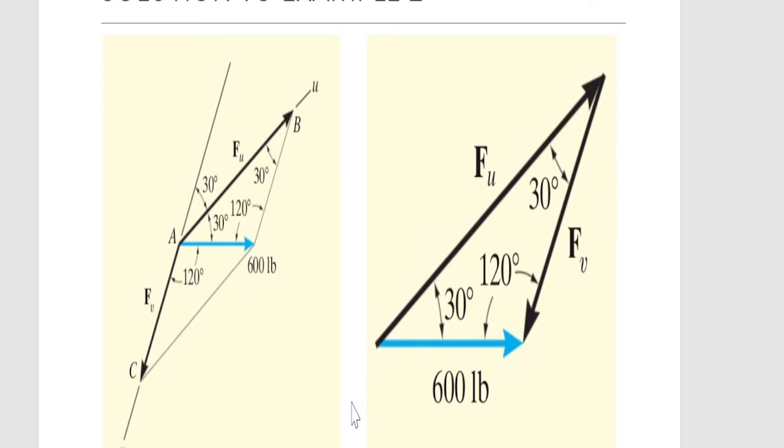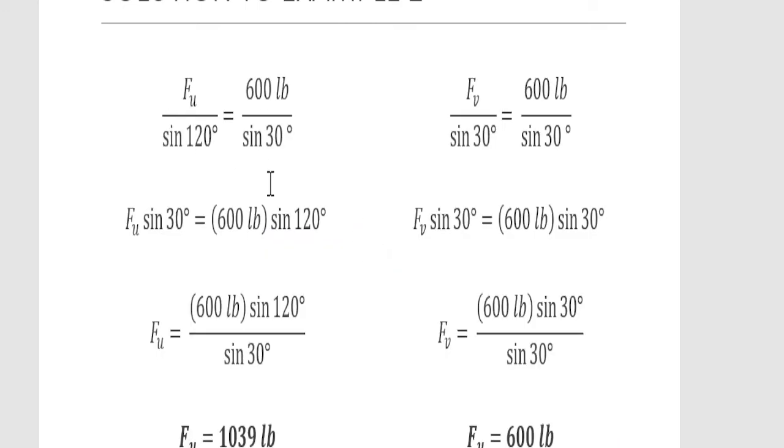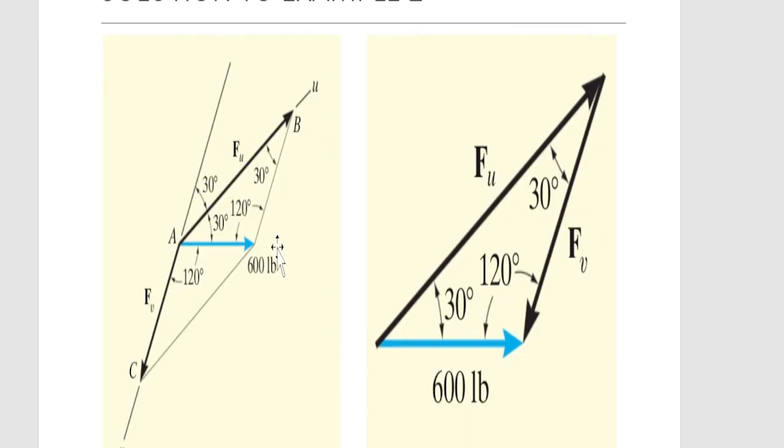So I can transpose FV to the side just to use the triangle law. Here you have one side known, two sides unknown, and all internal angles given. That means we can use the sine law. By using the sine law, you can find the value for FU, which will be 1039. Similarly, using the sine law again, we can find the value for FV, which will be equal to 600 pounds. As I mentioned, always make sure that you follow the units, so you will not mess up the answers.